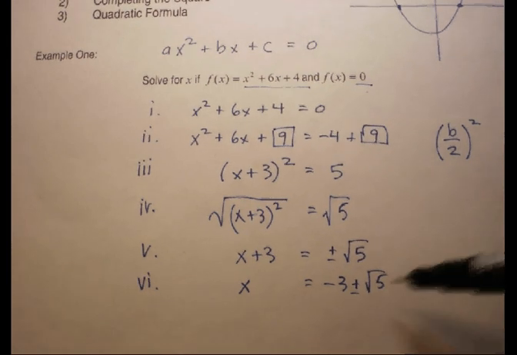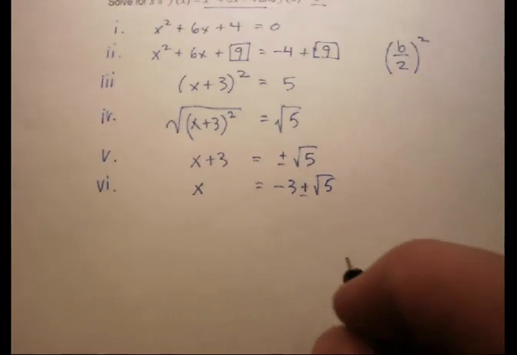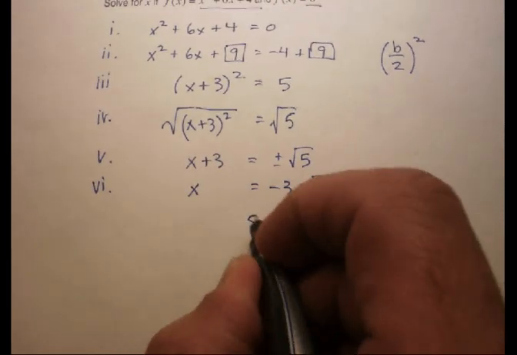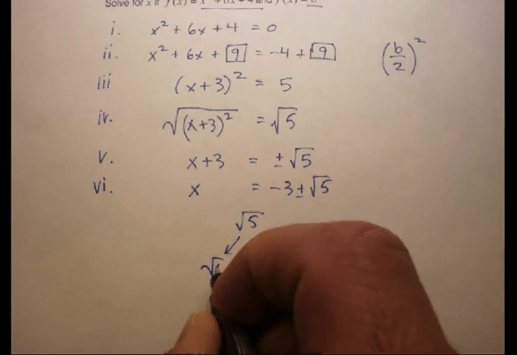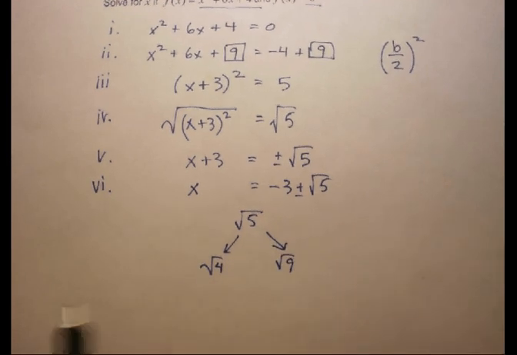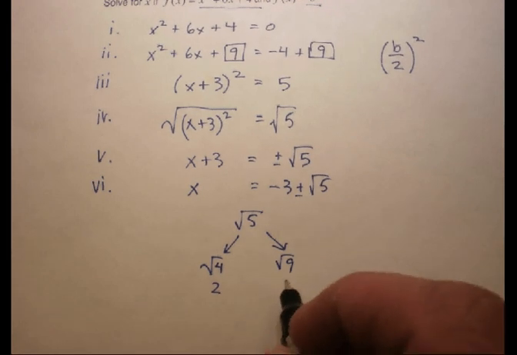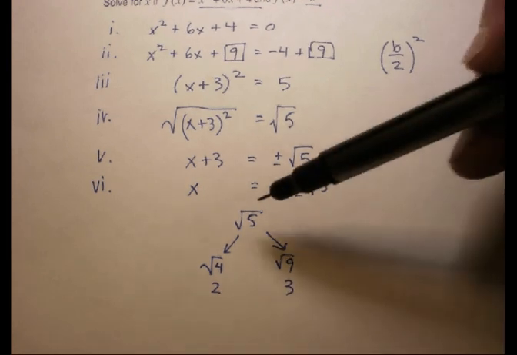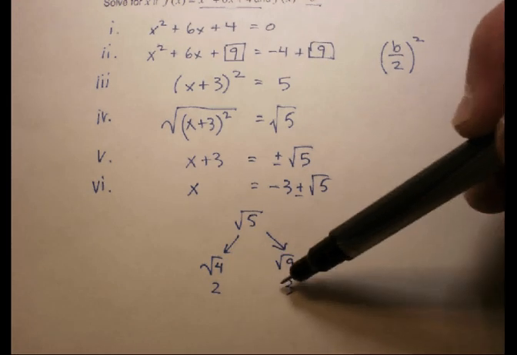What does this tell me? Well, I know that the square root of 5, let me just show you real quickly, is somewhere in between two other perfect squares, the square root of 4 and the square root of 9. I know that the square root of 4 is 2, and I know the square root of 9 is 3. That means that the square root of 5 is somewhere between 2 and 3.